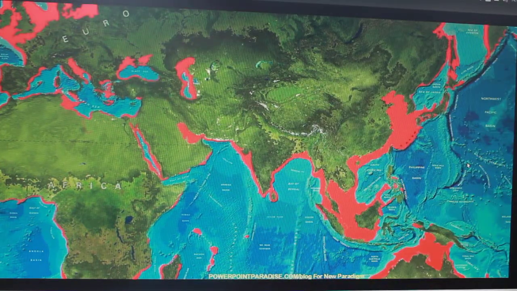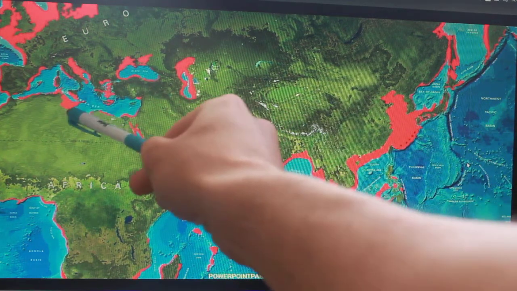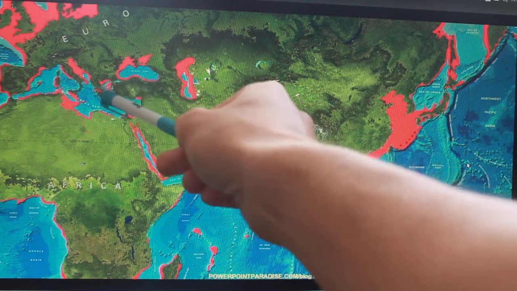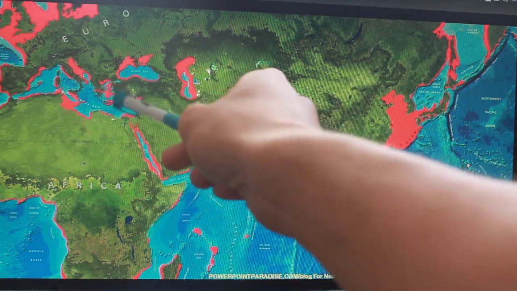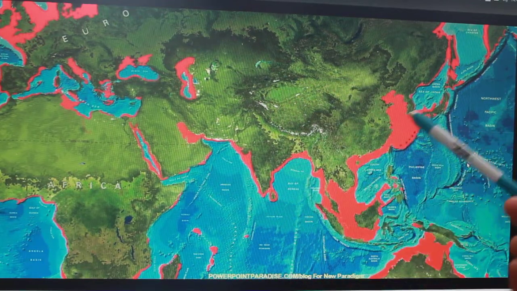Possibly, who knows. Could have been Sardinia as well. Could have been anywhere around here. That was land into the Mediterranean. There was lots of land here inside the Aegean as well. That was land. Everywhere. Persian Gulf, land.